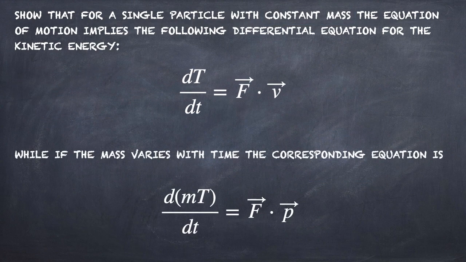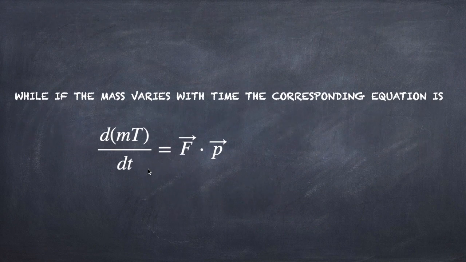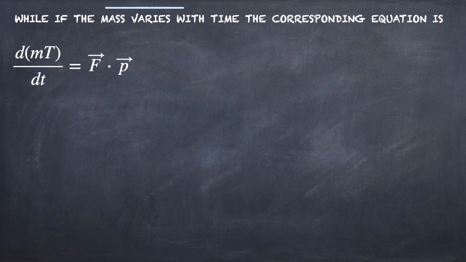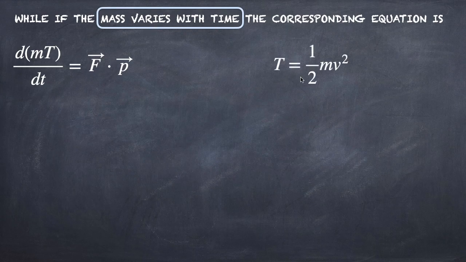Now the second part of the problem. If the mass varies with time, the corresponding equation is this one. So this is the scenario: the mass varies with time. Again, the kinetic energy is 1 over 2 mv squared, which we can write as 1 over 2 mv dot v. But since F, the force, is the time derivative of the momentum, and here this quantity is multiplied in a scalar product with the momentum, let's write the kinetic energy as a function of the momentum.